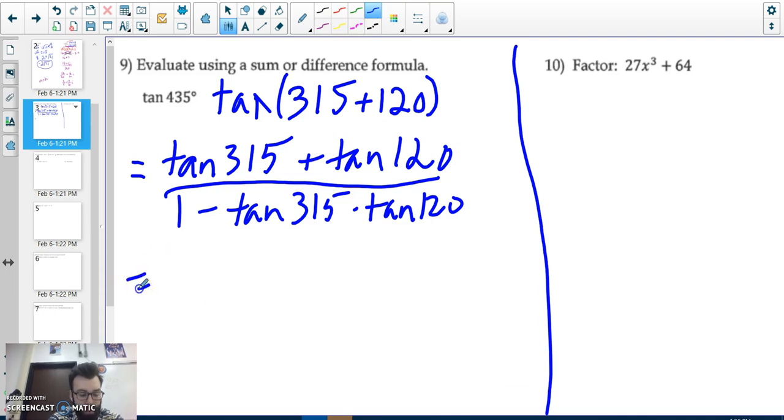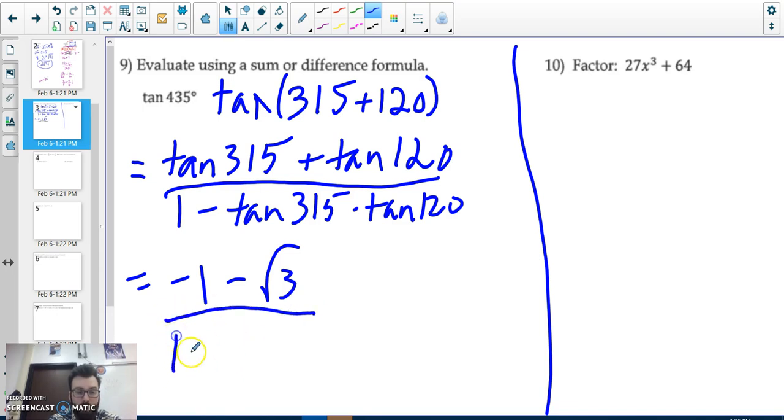Well, I know that the tangent of 315 is negative 1. I know the tangent of 120 is negative root 3. Easy, people. Then I got 1 minus negative 1 times 120, negative root 3. So 2 negatives make it a positive.